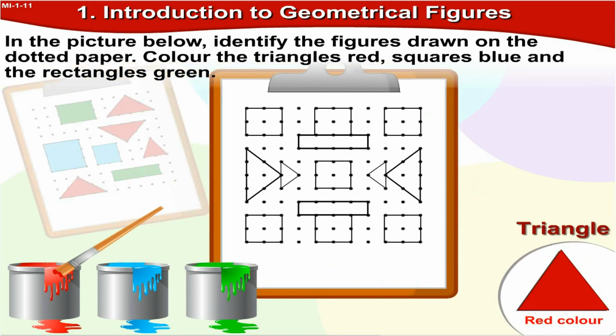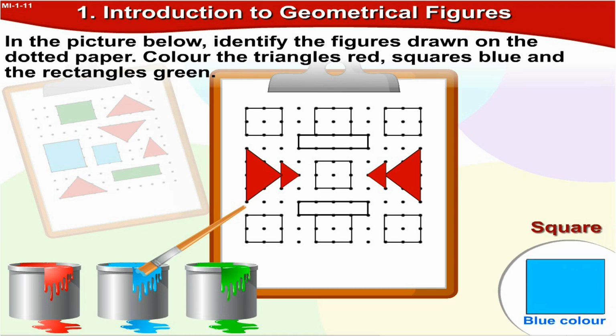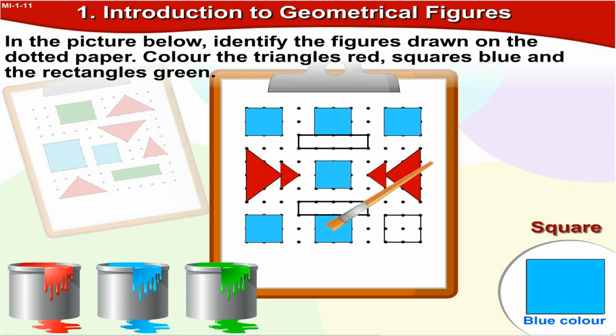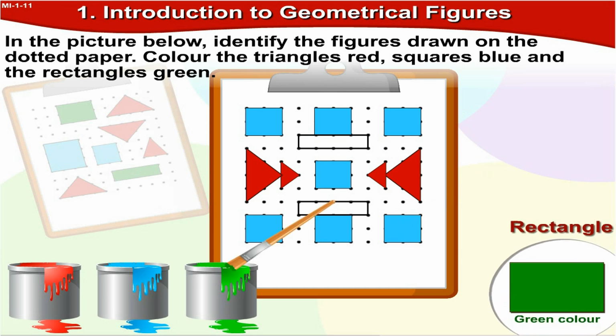This figure is triangular in shape, so it is a triangle. Let us color it red. This is a square. Let us color it blue. Now that's a rectangle, so it should be green in color.